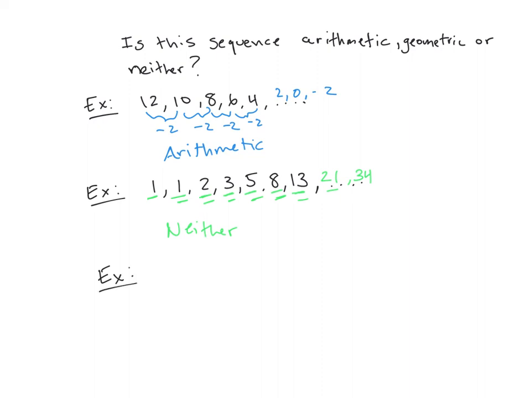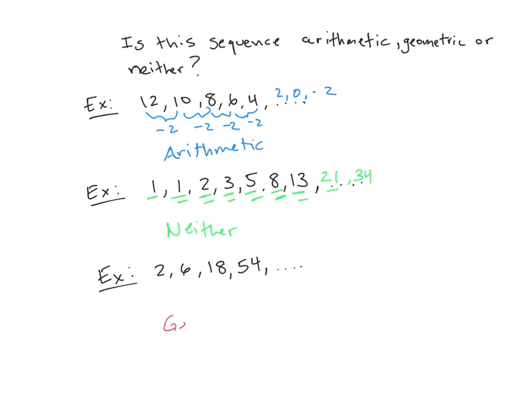So for this one, we're going to have 2, 6, 18, and then the next number would be 54, and so on. Determine whether this one is arithmetic, geometric, or neither. Again, arithmetic is find the next one by adding or subtracting. Geometric, find the next one by multiplying or dividing. And enter your answer when you think you know which one it is.